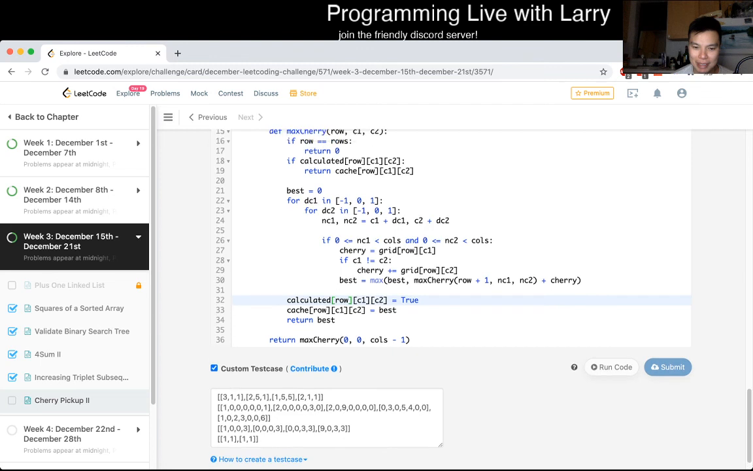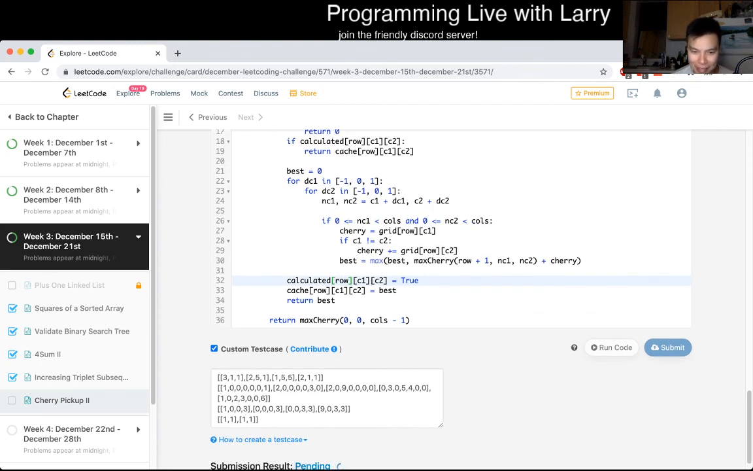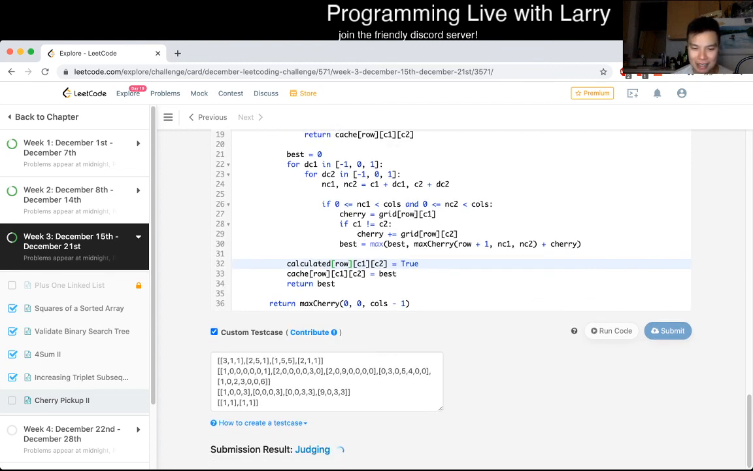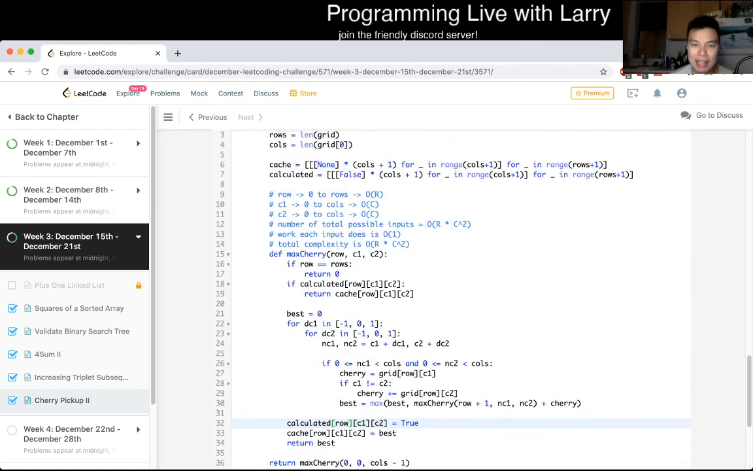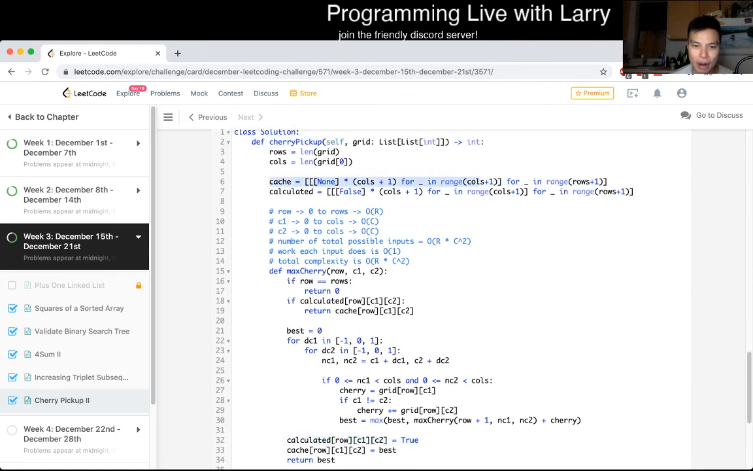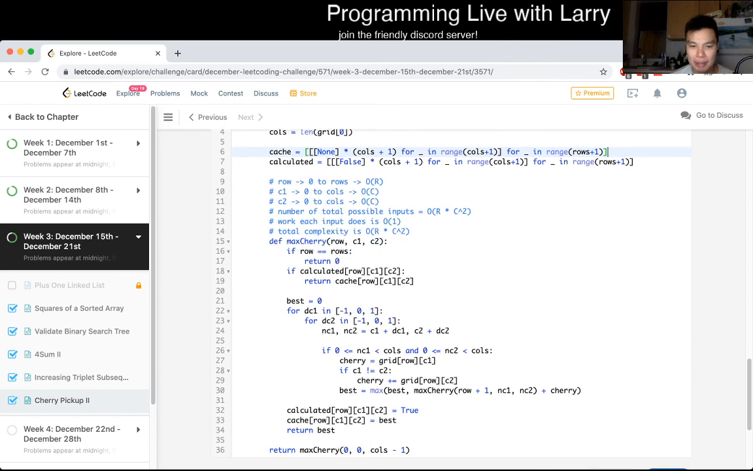I'm going to submit. I clicked on the submit, but... Oh, there we go. It's a little bit lagging, but that's okay. Judging, accepted, yay! It's always nice to feel accepted. But yeah, so the space complexity is also going to be R times C times C. Cool. So this is my code.